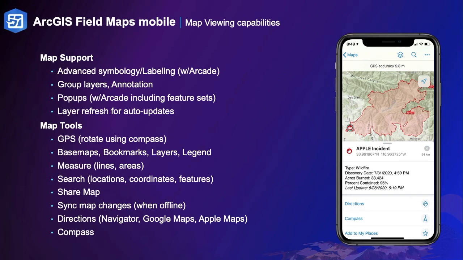A tool that's fairly unique to Field Maps is the Compass tool. And this tool allows you to, by using the device's orientation, navigate you in kind of a beeline or line of sight to a feature. This is very useful for finding a feature in real life when you're on site.